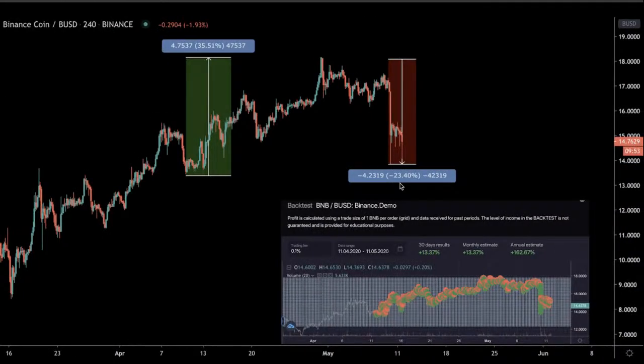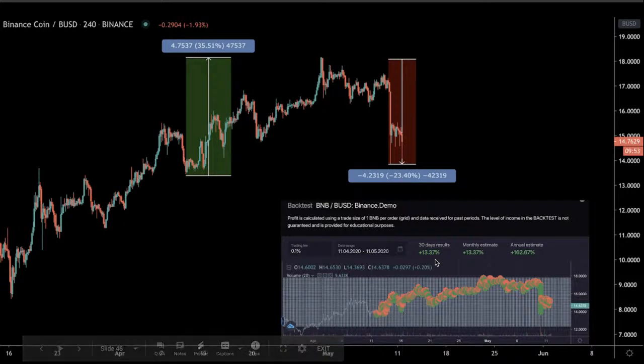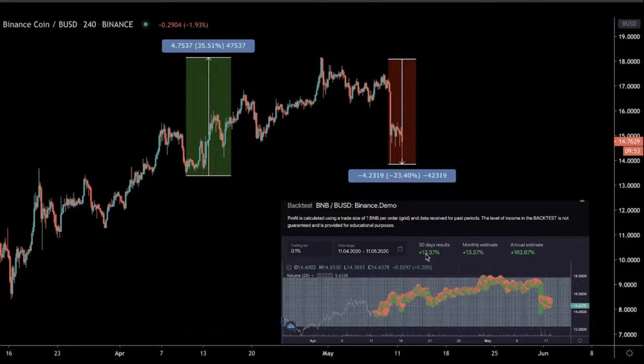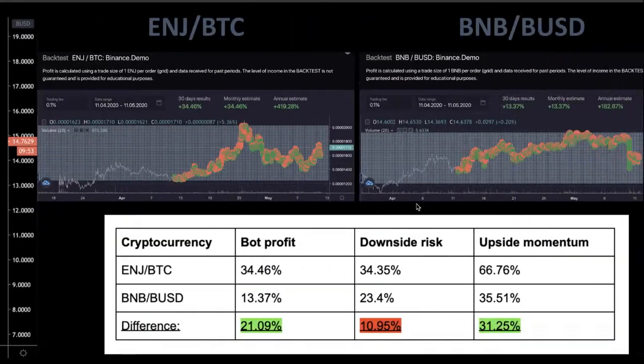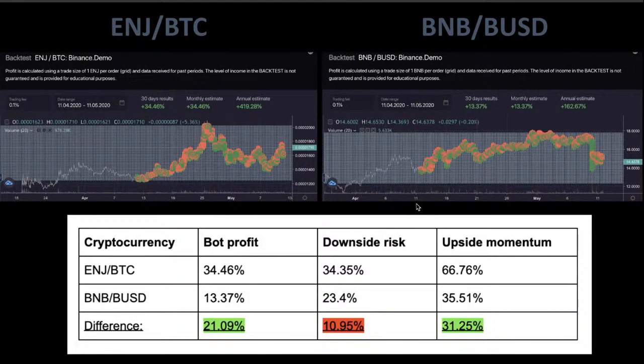Another example is Binance trading to BUSD. We started from here up to here, 35%, then a drop down, minus 23%. Within this period of time, the bot has managed to generate plus 13%. Now we combine all of this data and compare these cryptocurrencies to find the most suitable for your trading style.